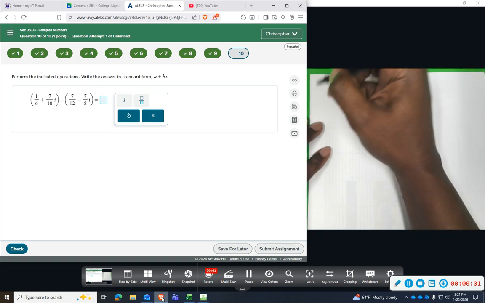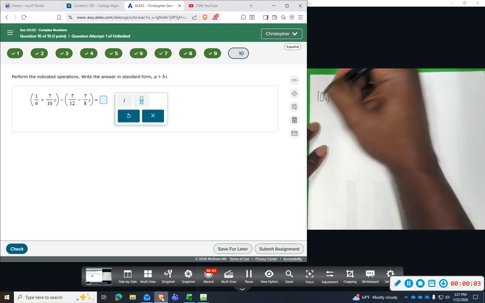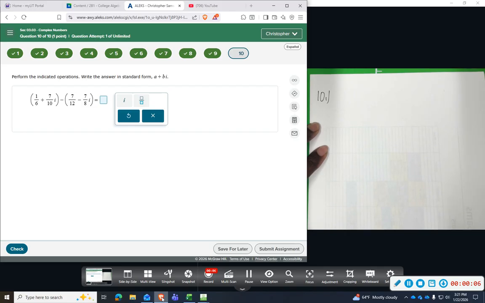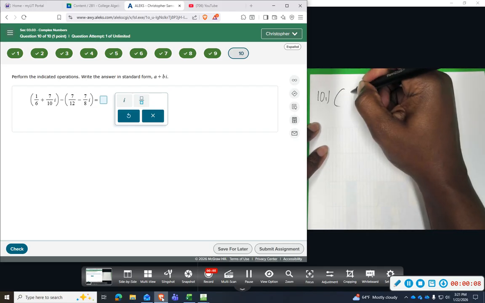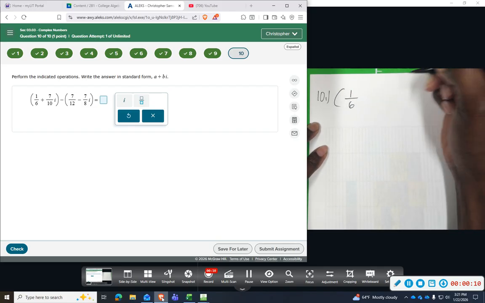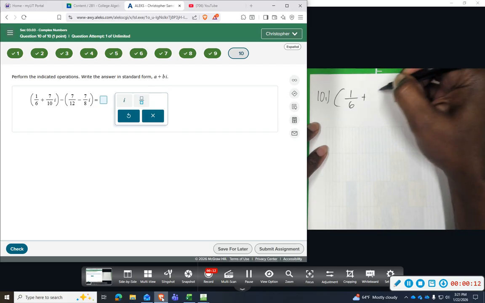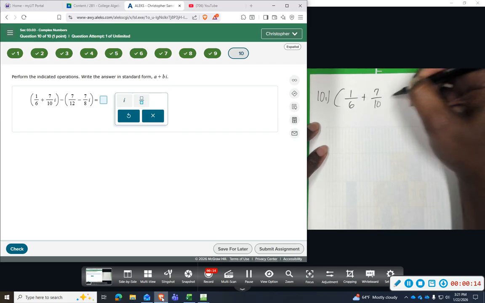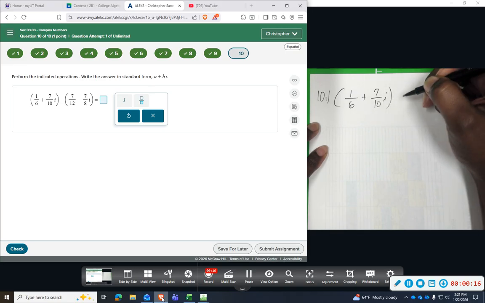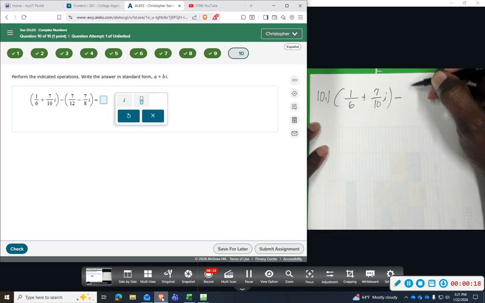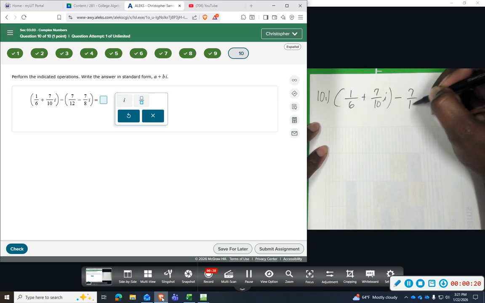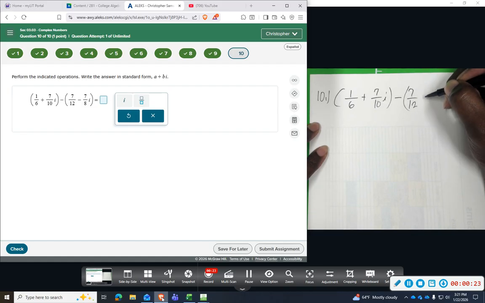Alright, number 10. We want to simplify and write in standard form. We have 1/6 plus 7/10 i. And then we are subtracting 7/12 minus 7/8 i.